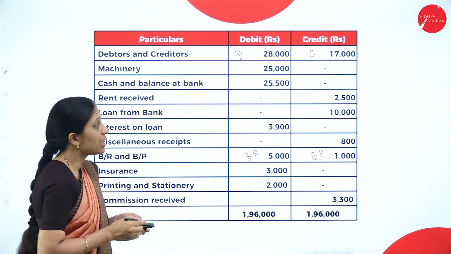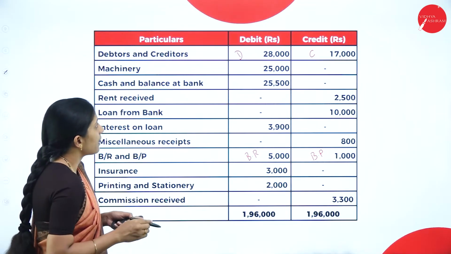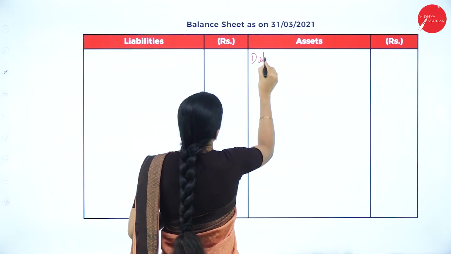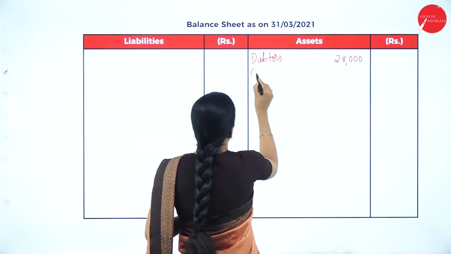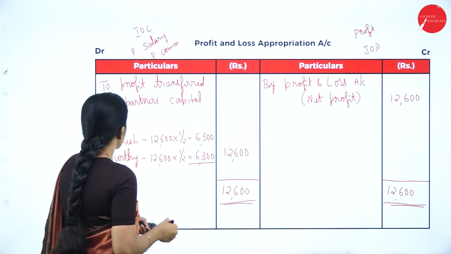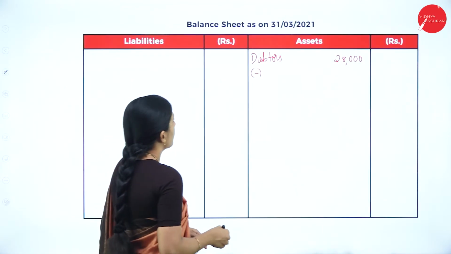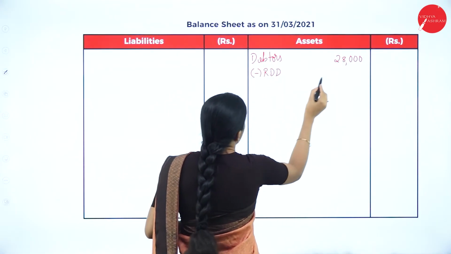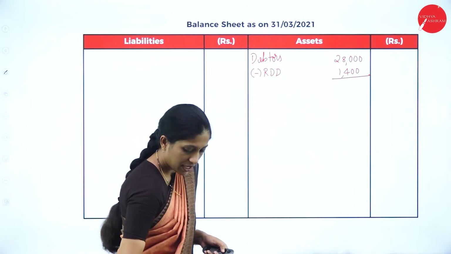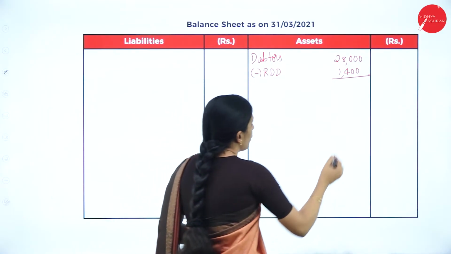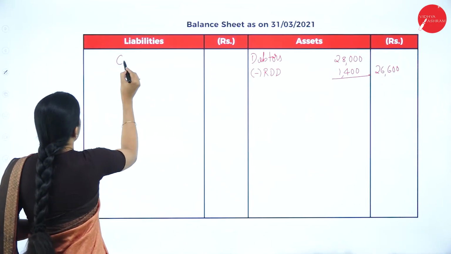So, debtors 28,000, but we had a PDD also. So, we have to minus that PDD. How do you take debtors 28,000? Debtors 28,000. I'll write in the inner column because we have adjustment. Minus what was the PDD? That is RDD, that is 1,400. So, 28,000 minus 1,400. So, it will be 26,600.